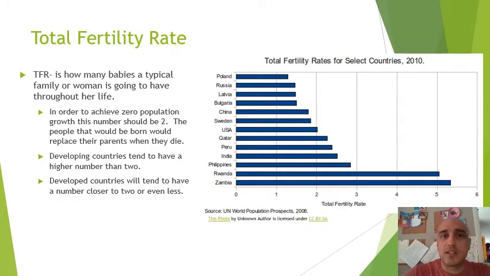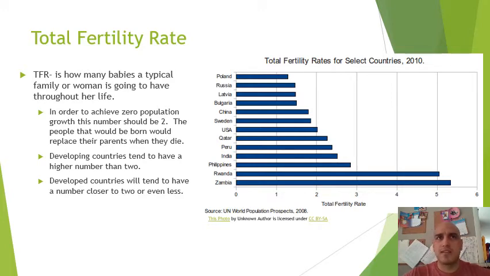Another thing we need to take into consideration is TFR, or total fertility rate. This is the total number of births per family or woman. If we want a stable population, each family should have 2 children. If we go over that, then we will be experiencing exponential growth. If we go underneath that, we will actually experience a decline.